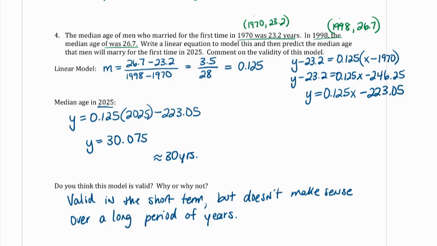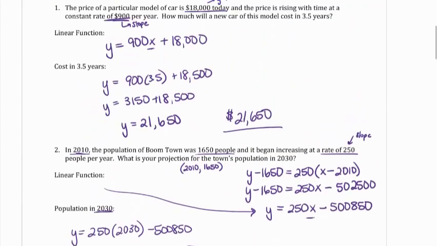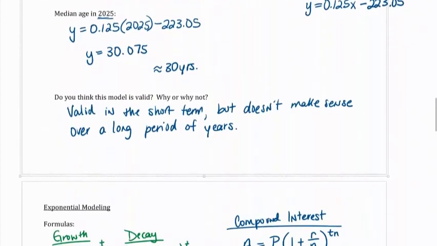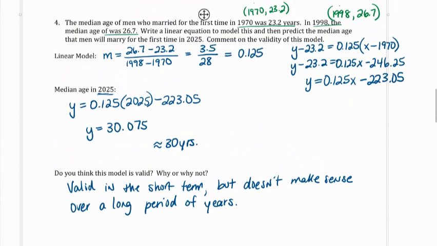Okay, so there's our linear equations. Basically, you just got to be able to pick out a slope or a y-intercept or points from the word problem, and then use your slope formula if you need to. Use your point slope formula, write an equation, plug in the values, and then be able to tell me if it makes sense or not.